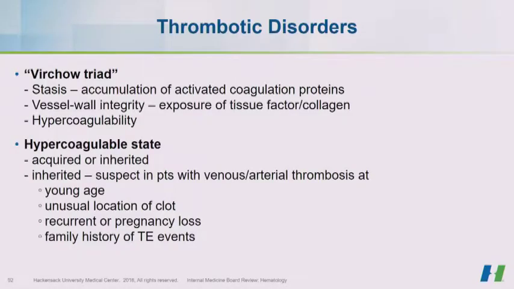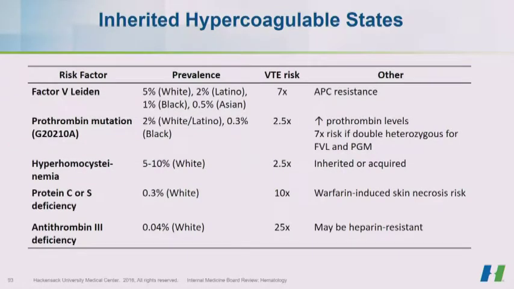Thrombotic disorders are summarized in the traditional classic Virchow triad: stasis, vessel wall integrity, and hypercoagulability. Hypercoagulable state may be acquired or inherited. We suspect inherited in patients of younger age with unusual locations of the clot, splanchnic or cerebral vessels, for instance, recurrent clots or pregnancy loss, or a family history of thrombotic disorders.